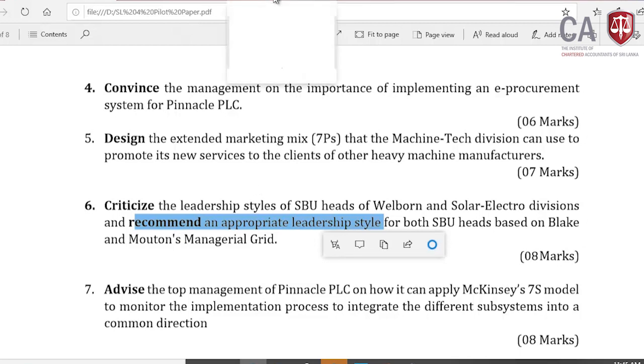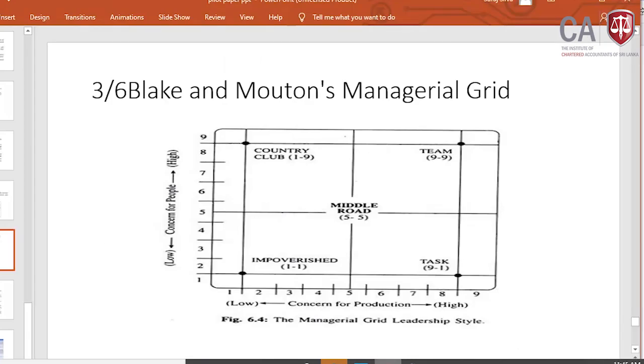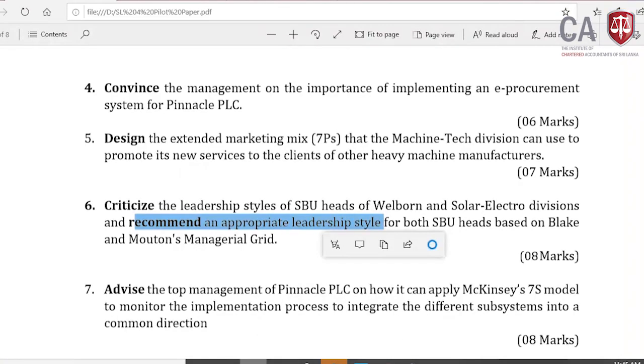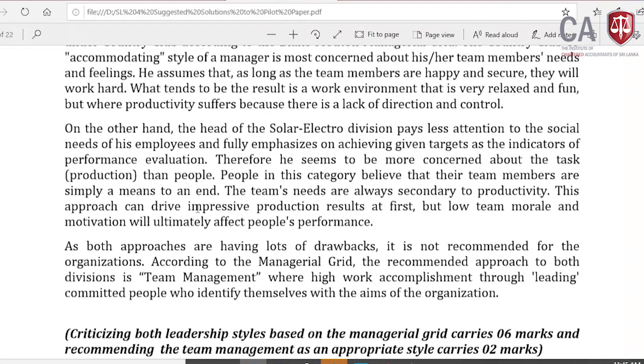So, what is the best approach according to the theory part? Should be the team approach, no? Team is the best approach. We will look at that. Third para should be allocated to this. As both approaches have a lot of drawbacks, they are not recommended for the organization. According to the managerial grid, the recommended approach for both divisions is team management, where high work accomplishment comes through committed people who identify themselves with the aim of the organization.